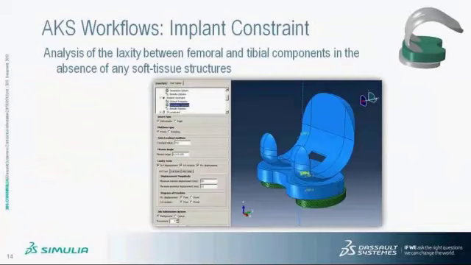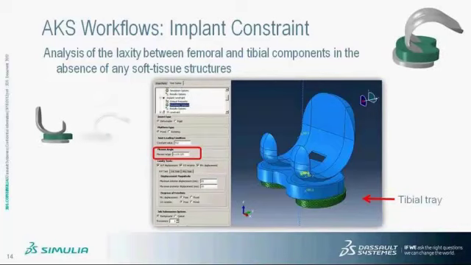The second workflow is the implant constraint workflow. This workflow is the analysis of laxity between the femoral and tibial components in the absence of any soft tissue structures. As compared to the previous workflow, one additional component that is included in the analysis is the tibial tray component. This is not required to be imported by the user. Instead, it's provided by the Abaqus knee simulator for output purposes.